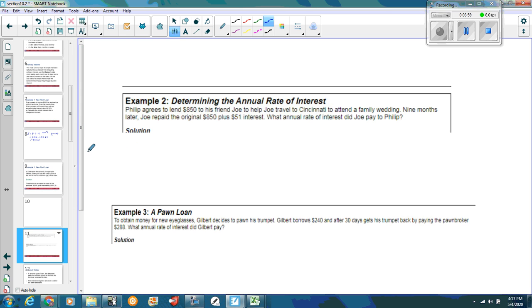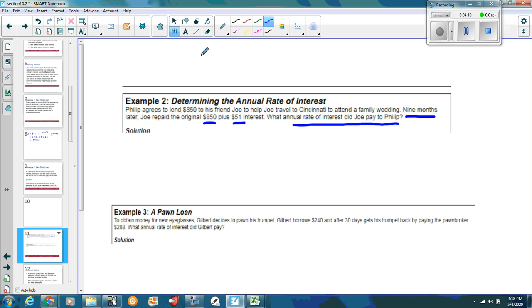Okay, so Philip agrees to lend $850 to his friend Joe to help Joe travel to Cincinnati to attend a family wedding. 9 months later, Joe repaid $850 plus $51 interest. What was the annual rate Joe paid to Philip?